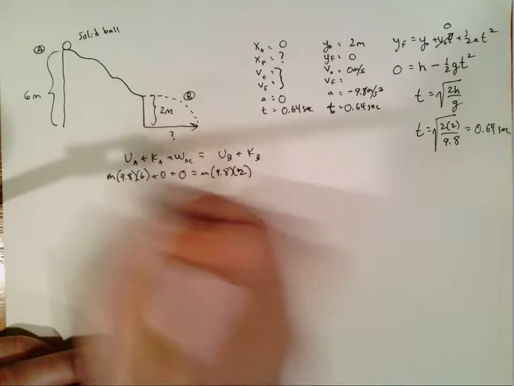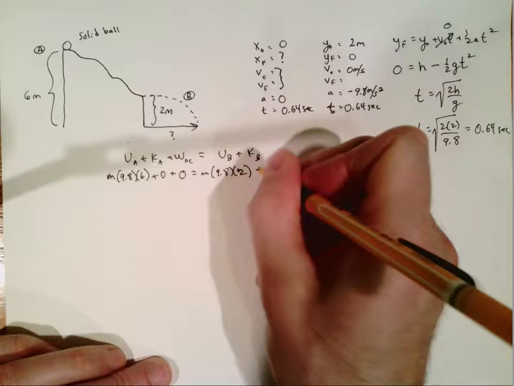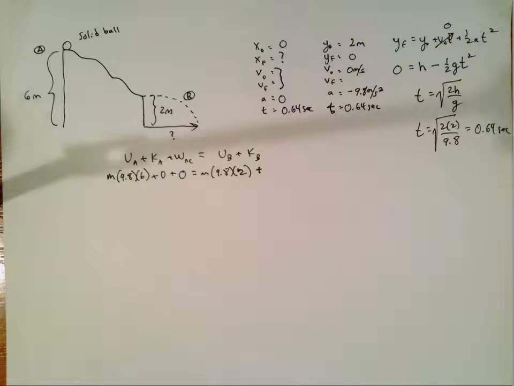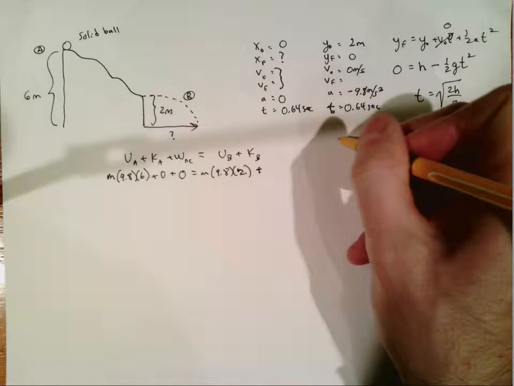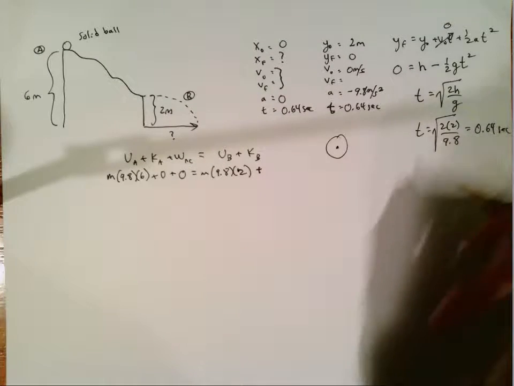On the other side, we have m times 9.8 times 2, because again, I want to know the velocity right here. And then we have kinetic energy, and here's where you have to be careful. This is a rolling object, and when something rolls, two things happen at once. Just draw a little illustration of that here.